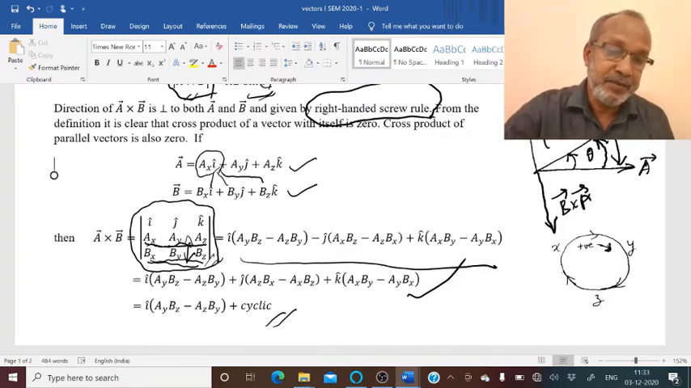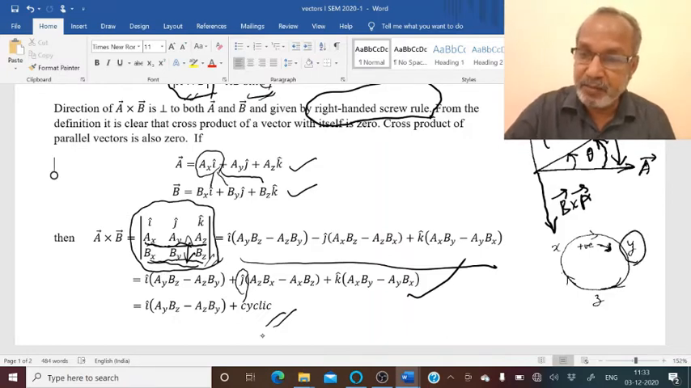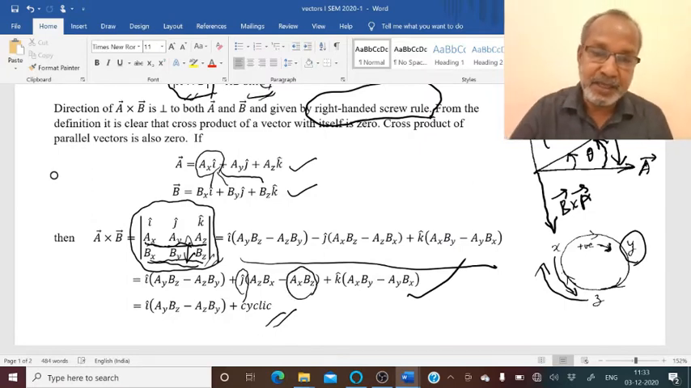Similarly, the next term will be j cap into, you can see this diagram here. The second term is j cap, which means it is the y component. So az bx will come, minus ax bz. When you go in the reverse direction, this is ax bz, that will be with a minus sign. Here you can see minus ax bz.